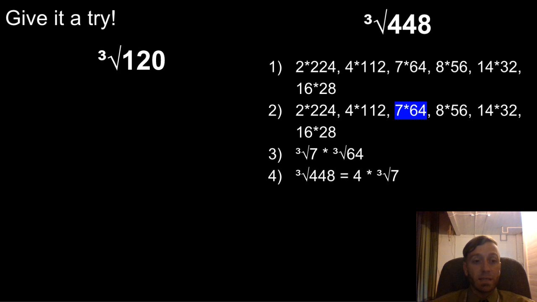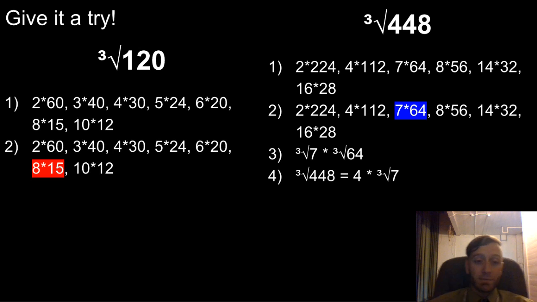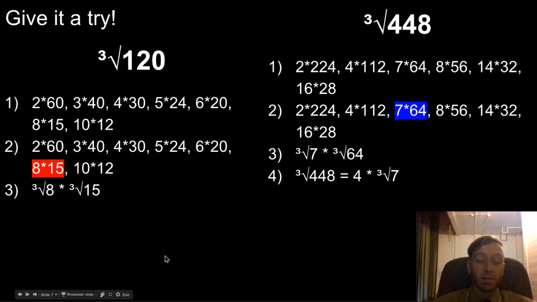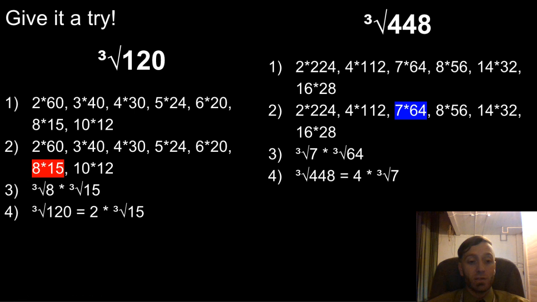Split it into factors. Lots of factors here, but only one of them is a cube, right? It's 8, so we split it into a product of cube roots. Cube root of 8 times cube root of 15. We end up with 2 times the cube root of 15.